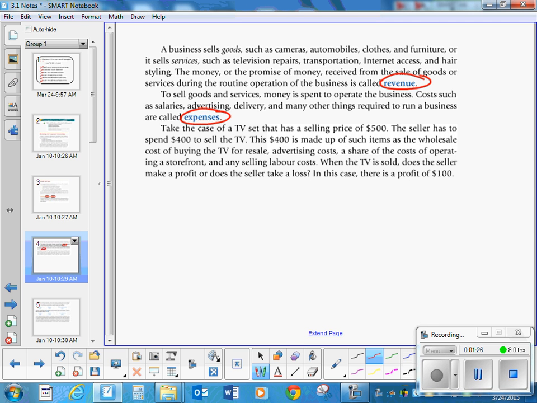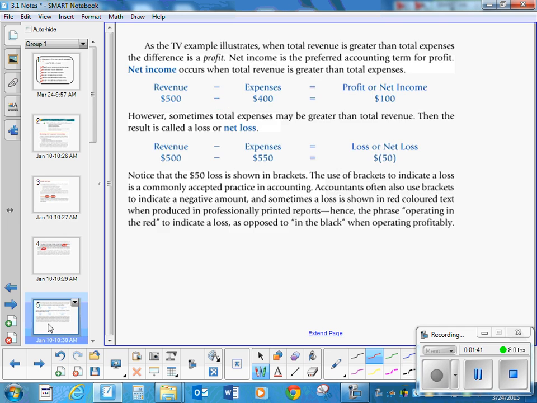Some types of expenses would be advertising, delivery, power, telephone, any kinds of things that your business needs to operate. We're going to put those into expense accounts. And of course, your revenue minus your expenses will be your profit or your net income. If your revenue is higher than your expenses, you have a net income. If your expenses are higher than your revenue, you have a net loss.